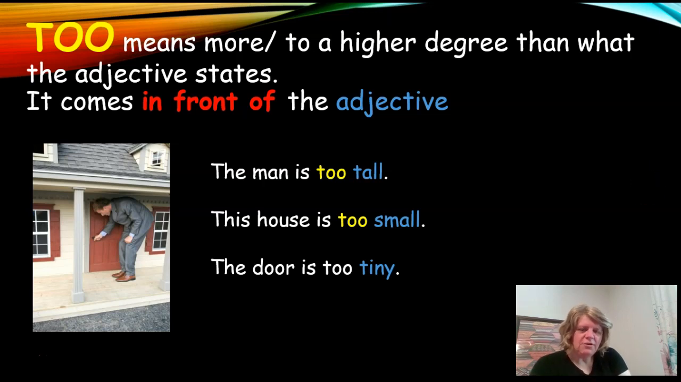Let's look at this picture here on the screen. The man is too tall. The house is too small. The door is too tiny. So when we create sentences using too plus adjective and we place it in the right position in the sentence, it doesn't mean that we have to end the sentence like this. We can add other things. For example, we can say, the man is too tall to enter this house. The house is too small for adults. The door is too tiny for big people. So this is one example how we use too.